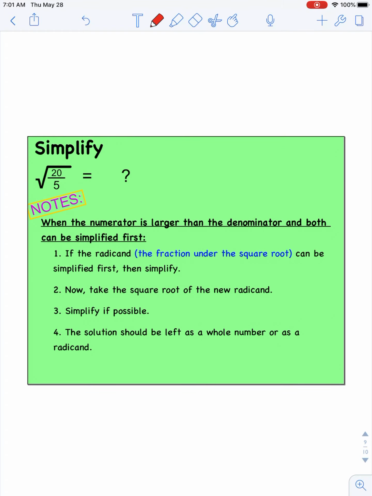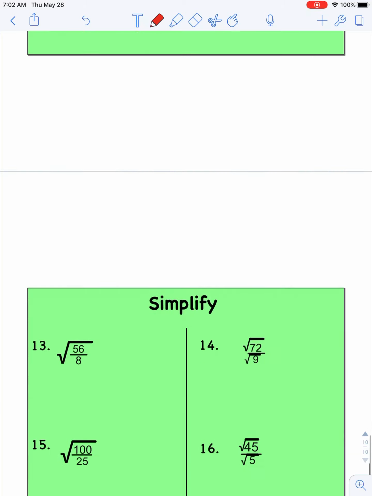Okay, when the numerator is larger than the denominator and both can be simplified first, then reduce this like a fraction. In other words, if you can reduce the fraction under the radical, do it. But don't do it if one's a perfect square. And then you follow the same steps. So in other words, 20 divided by 5 is going to be just the square root of 4, which is just going to equal 2. Or you could write it as the square root of 4 over 1, which is the same as the square root of 4. Okay, so again, you can pause the video, read through the notes, but I'm combining it all together.